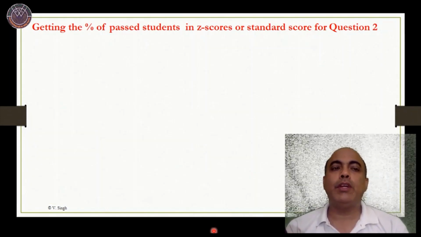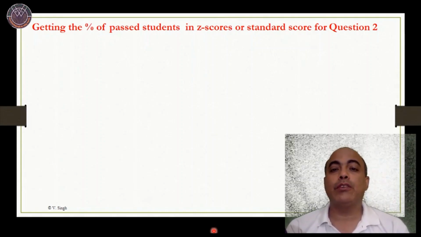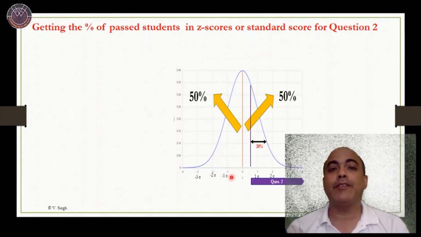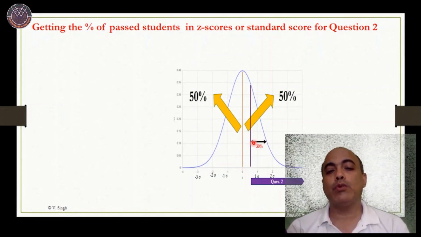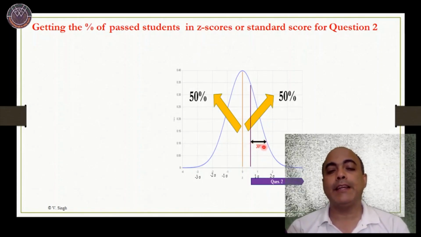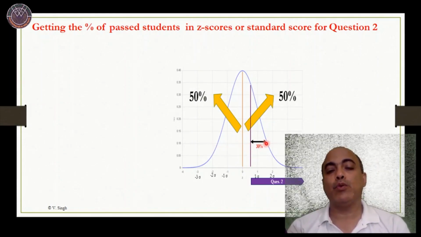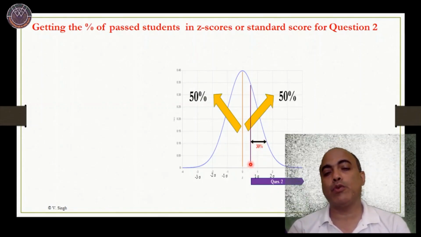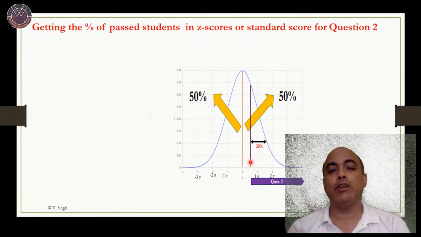Now we will do it for the second question. Here also we need to find out the Z score or the standard score for question number 2. We have already seen that this is the graphical representation of question number 2. Here 30% of the students who have passed this particular question are lying in this area, and the remaining 70% are on the left hand side. So we need to find out the standard score or Z score for this particular cut point.